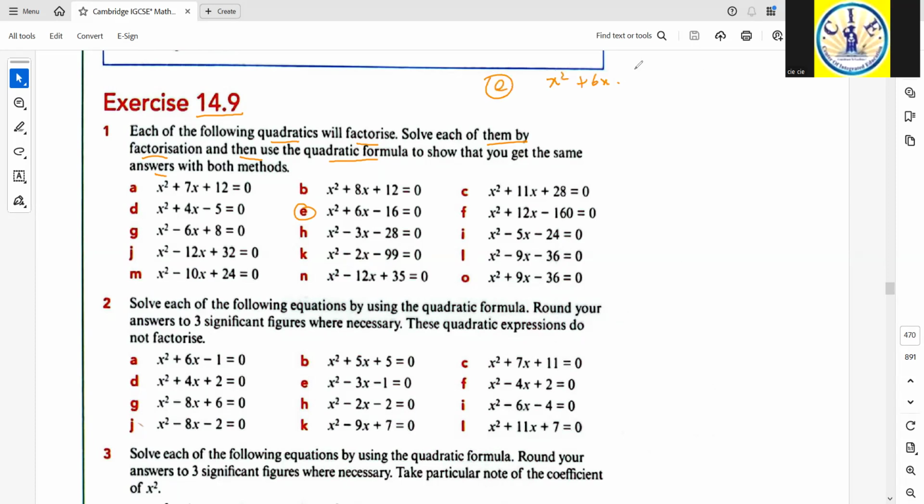Part E is x squared plus 6x minus 16 equals 0. First of all, I'm going to solve it using the factorization method. You need to see that the coefficient of x squared is 1. So I need to multiply 1 by negative 16. That will give us negative 16. I need to have now the factors of negative 16, so that when you multiply them you get negative 16, and when you add them you should be getting the middle term.